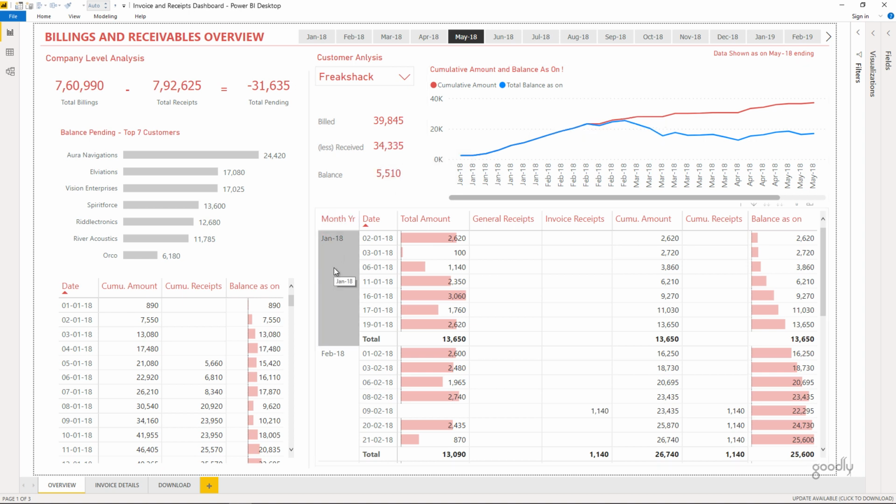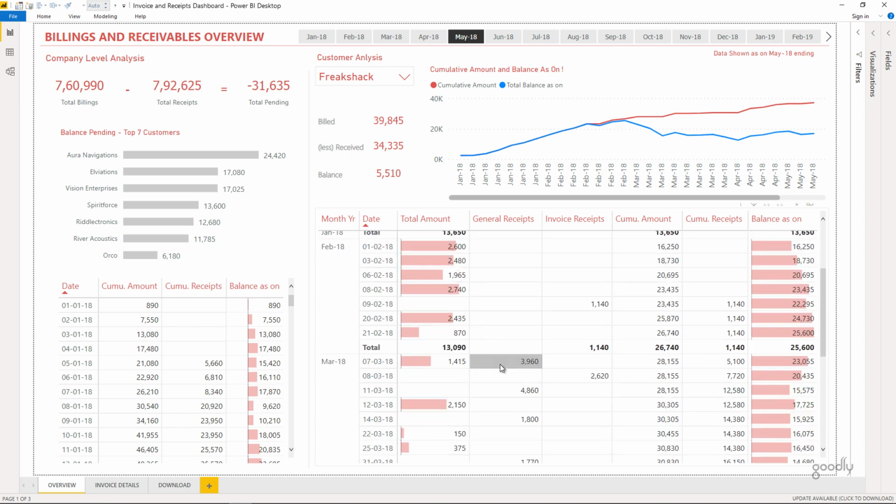The table at the bottom talks about the date, the amount that you billed to the customer on the particular date, and how much money you have received in terms of general receipts. Remember that we had two receipts: general receipts and invoice receipts. The customer can pay lump sum or the customer can pay against the invoice as well. So these are general receipts and the invoice receipts.